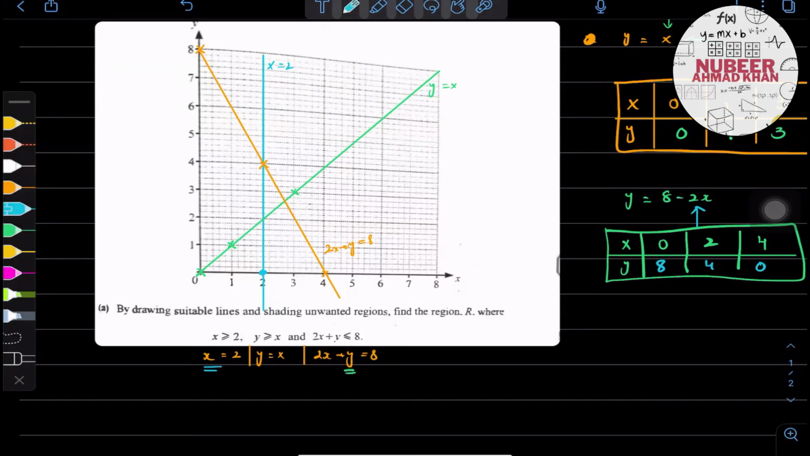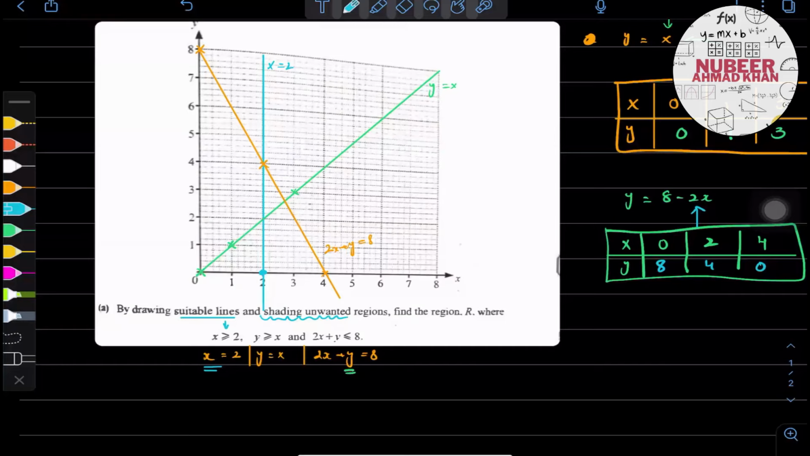Okay. Now it says, if you read the question, by drawing the suitable lines. So now we have drawn the suitable lines. Now you have to shade the unwanted region. What do I mean by unwanted region? Look at the inequality: is x greater than 2 or less than 2? First tell me, is it greater or less? Greater than or equal to.